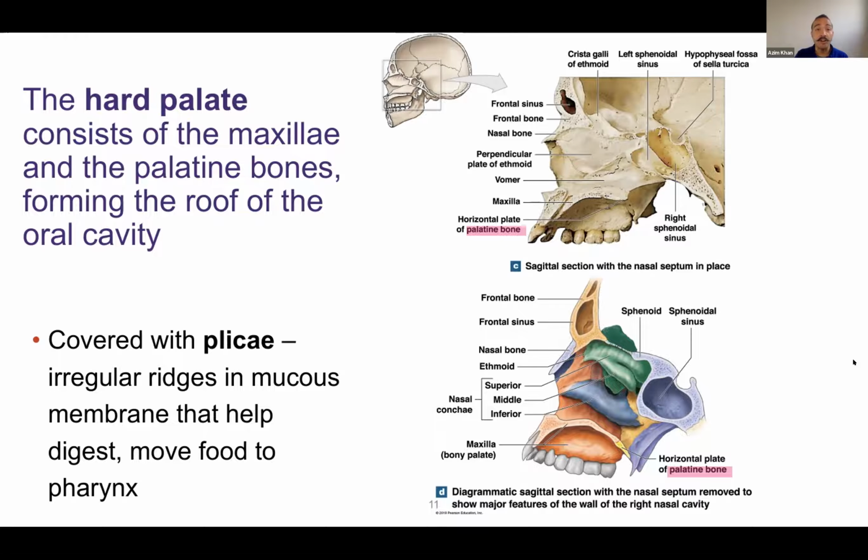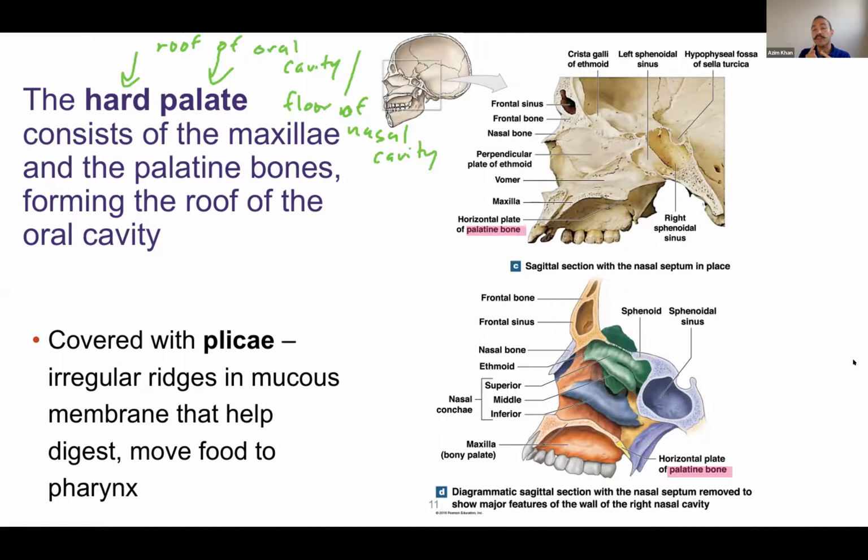together, they're called the hard palate. Hard because it's hard, palate because it's a flat surface. The hard palate is the roof of your mouth. It's the roof of your oral cavity. Or you could think of this also as the floor of your nasal cavity. The roof of your oral cavity, the floor of your nasal cavity.